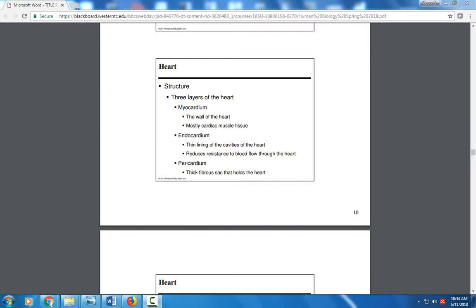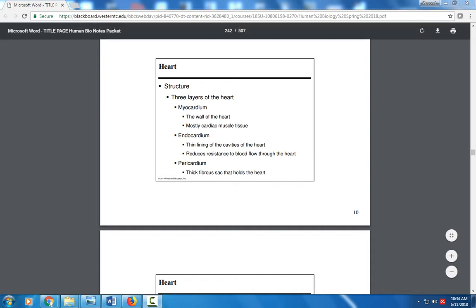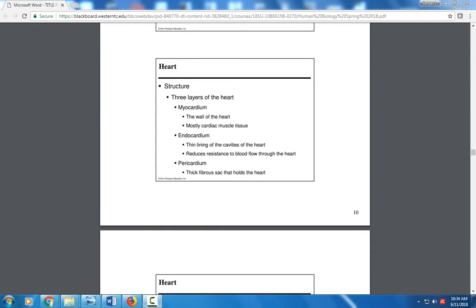Right, this is our lecture discussion of the cardiovascular system, part 2, going over the heart. So the heart, like we said, is a muscular pump, and it is made up of 3 layers of tissues.